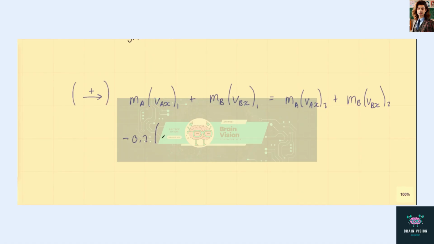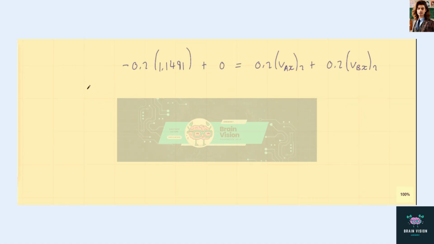So here we can substitute our values in, and we know the mass is 0.2 kgs, and we've got a minus sign for the velocity, which we calculated to be 1.1491, plus 0, since ball B is initially at rest, must equal 0.2, the mass of A, times its final velocity in the x direction, VAX2, plus the mass of B, which is the same, multiplied by VBX2. So here we have an equation with two unknowns. So we need to set up another equation, and we'll use the coefficient of restitution to do this.